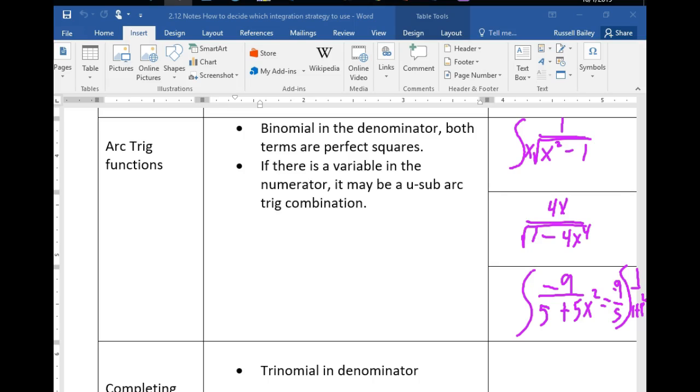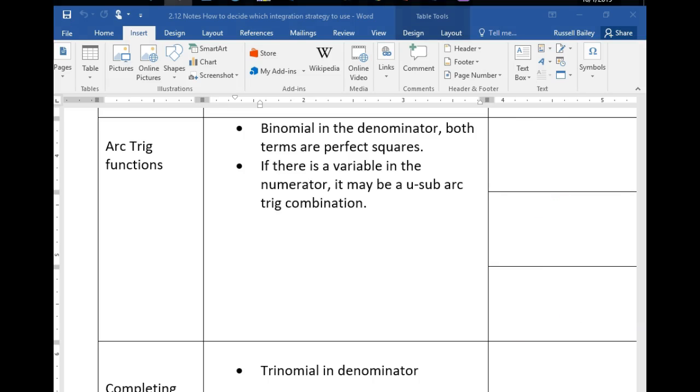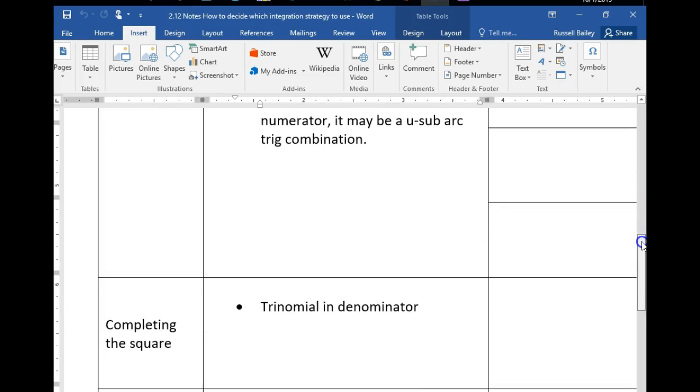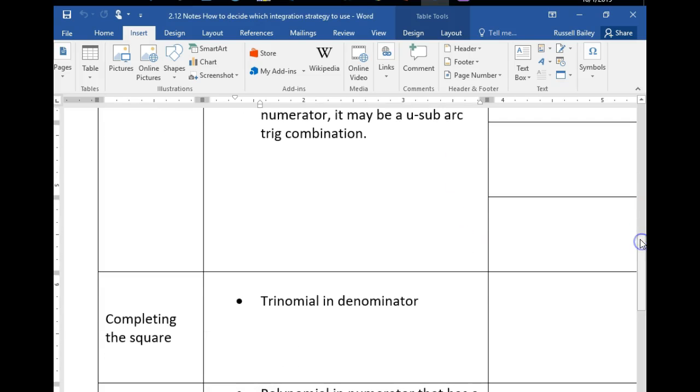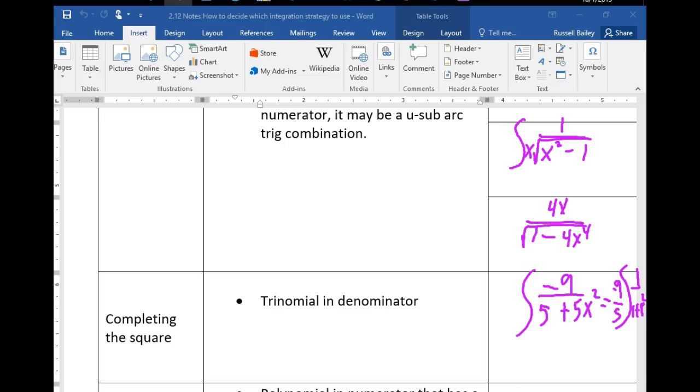All right, so let's continue. It was the integral of -9 over 5 plus 5x squared.